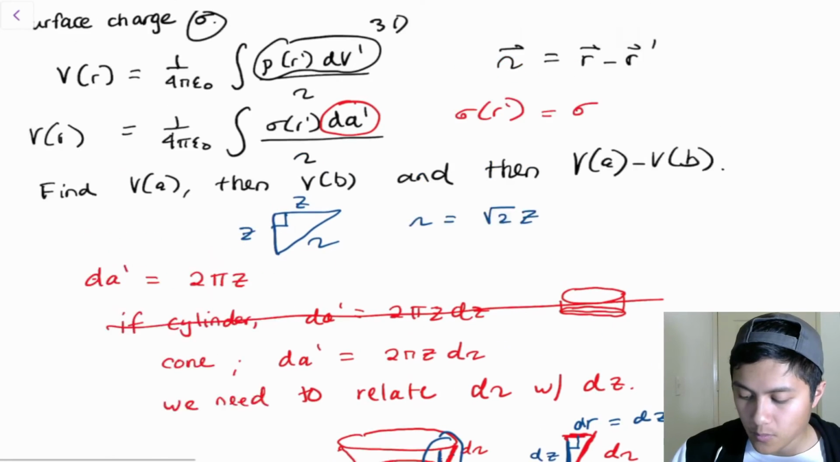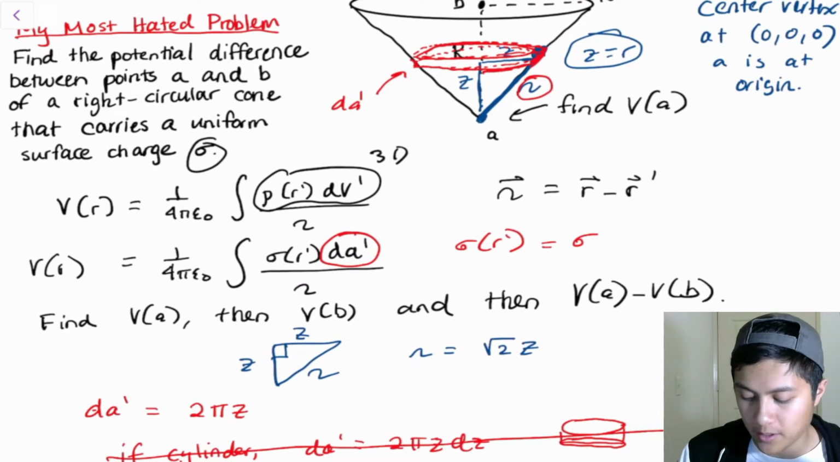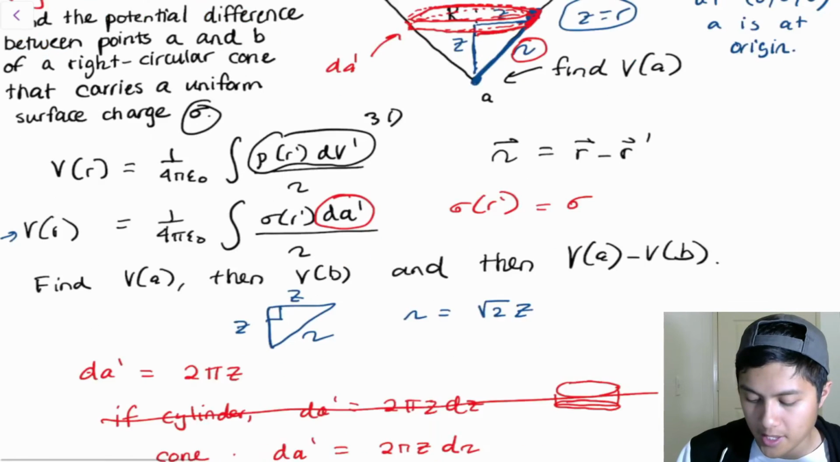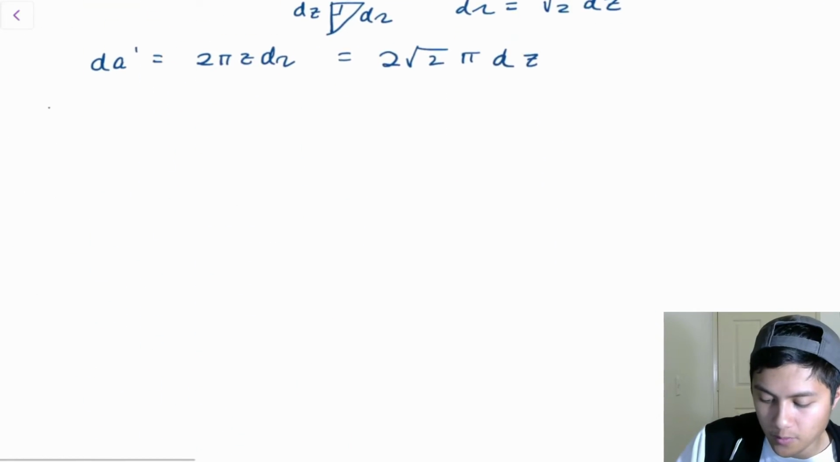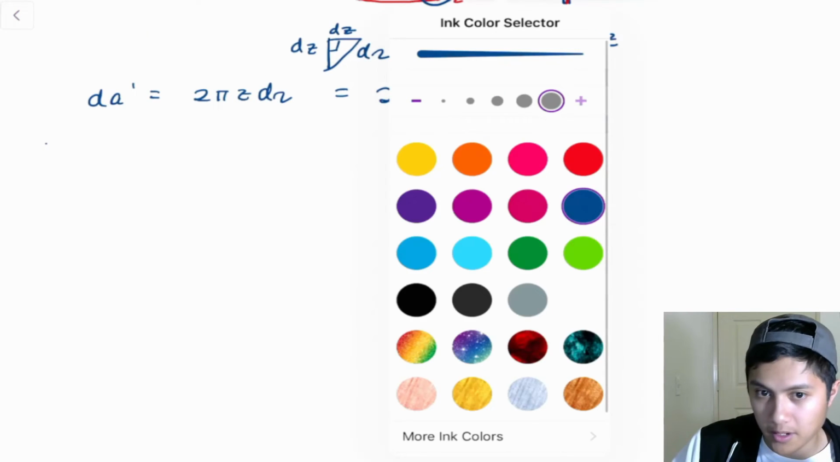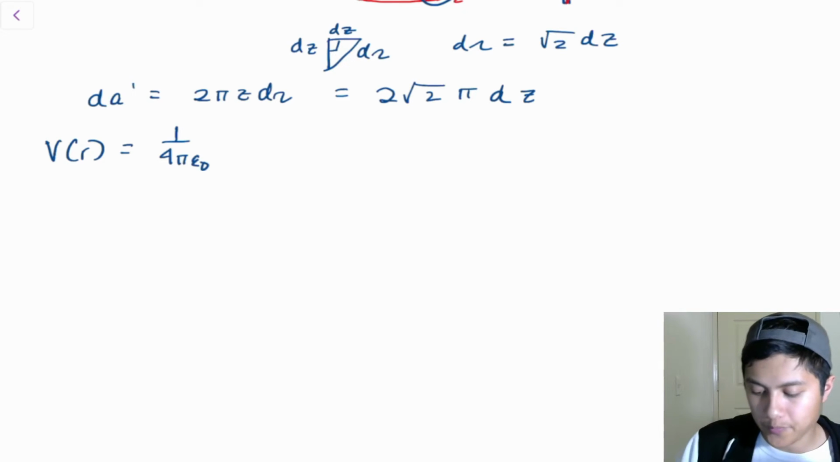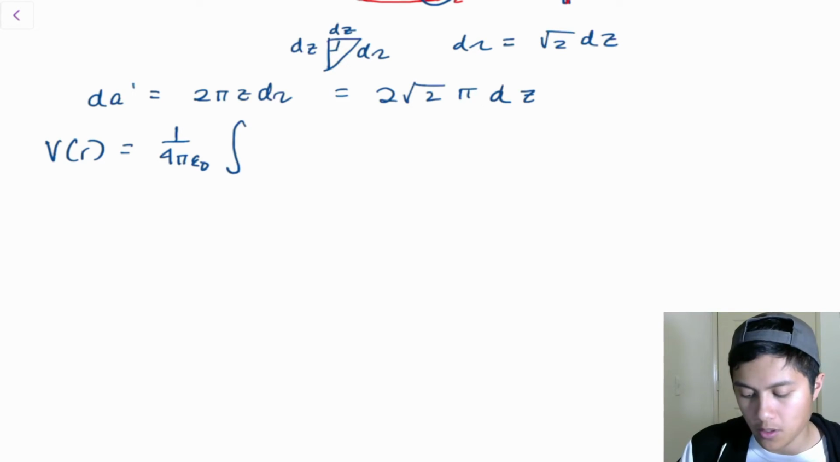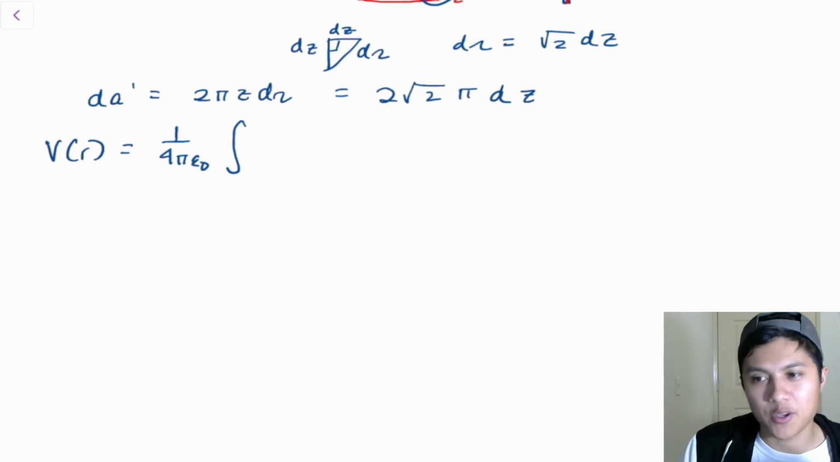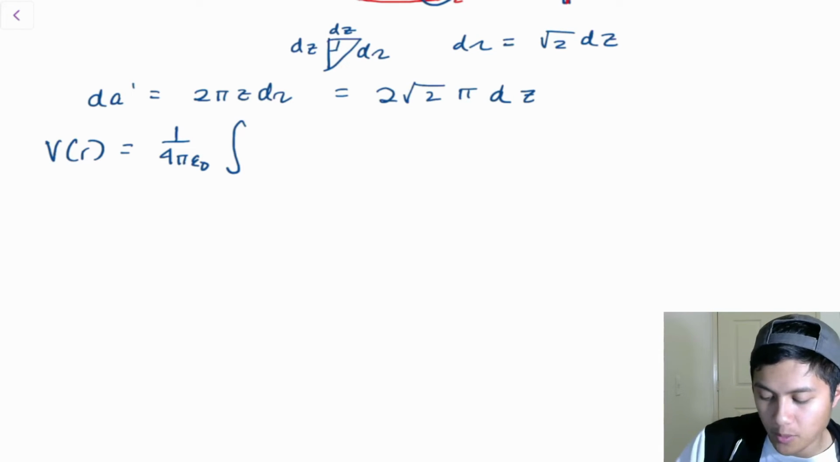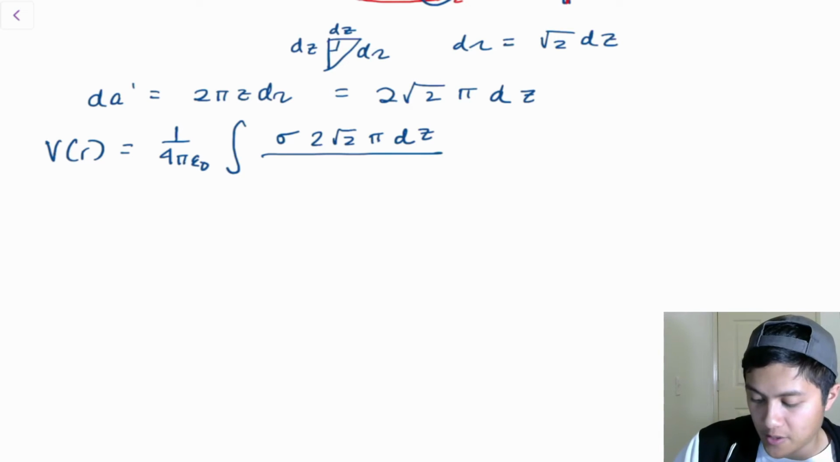So we're going to use this formula right there, and let's just write it down one more time. So I'll write it as V of r. Okay, so V of r is equal to 1 over 4 pi epsilon 0 times the integral. We're not integrating quite yet, so I'll tell you the bounds later. Remember, we have a sigma, we have a dA prime, but that dA prime is just 2 root 2 pi z dz. Sorry, I forgot the z here, my bad.